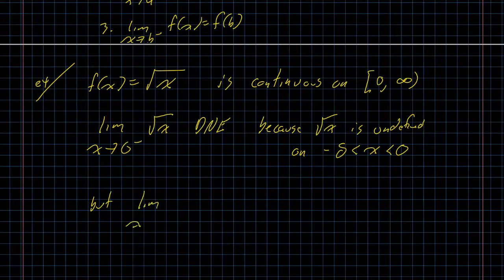the limit as x approaches 0 from the right of the square root of x is equal to 0, which is exactly what you get if you evaluate the square root of 0. So the one-sided limit exists so we can have continuity at that endpoint of 0, even though the function is not defined if you go anywhere past it.